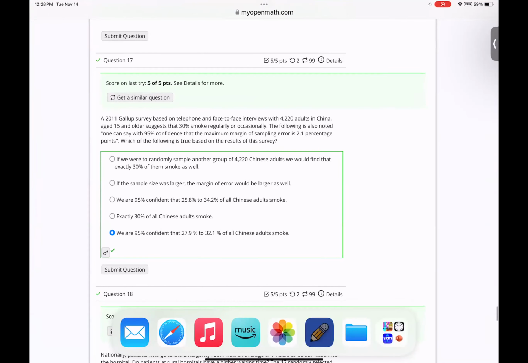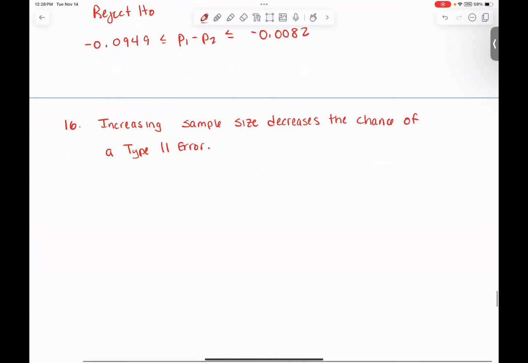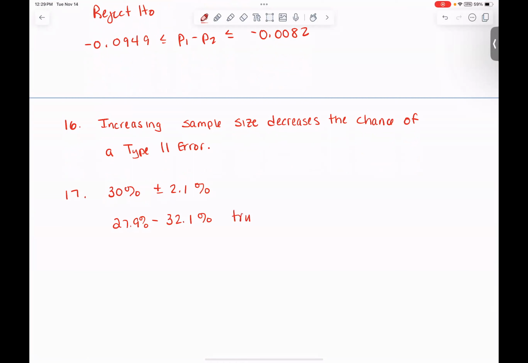So let's go write that down. We have 30% plus or minus that sampling error. So we have 27.9 to 32.1%. So the true population proportion is somewhere in between.